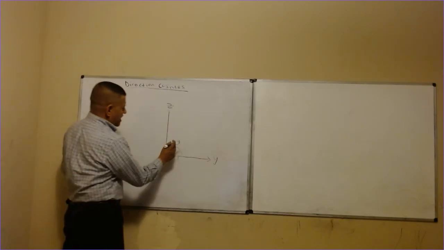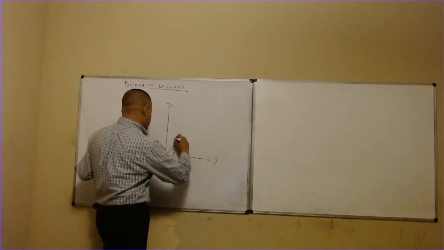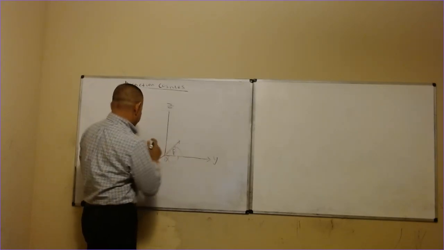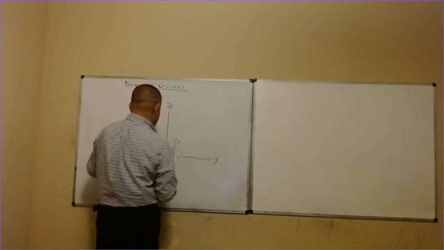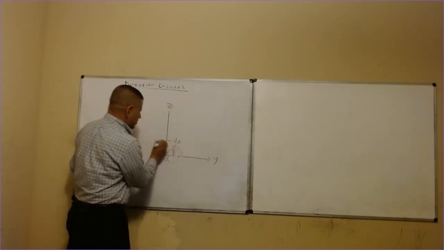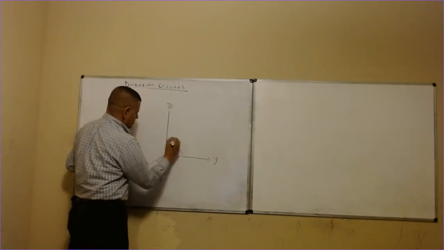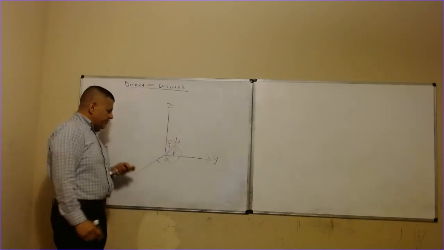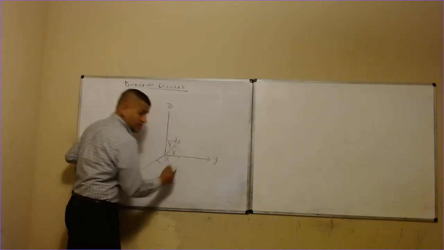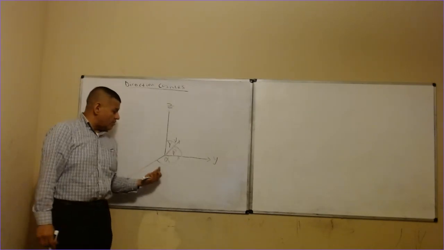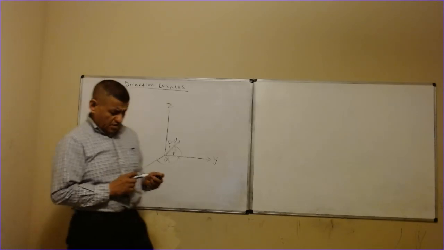And we have another angle that goes, let me just move this vector symbol. We have another angle that goes like that. We call that gamma, right? Notice that all the angles are going counterclockwise, in the counterclockwise direction, right? Okay.